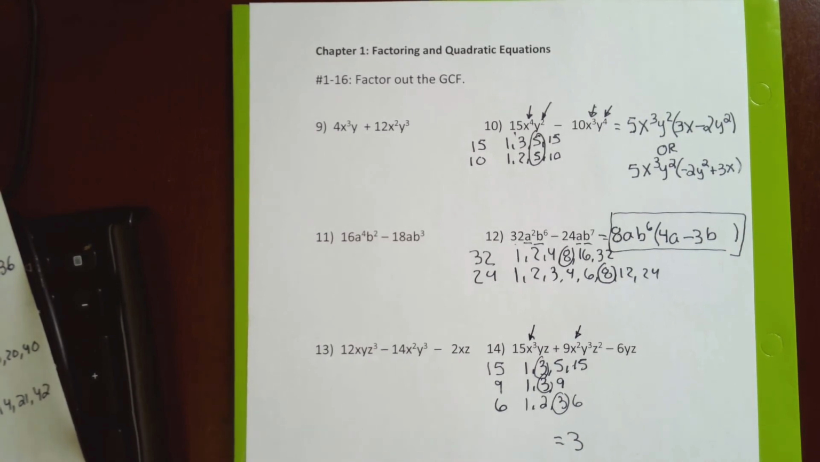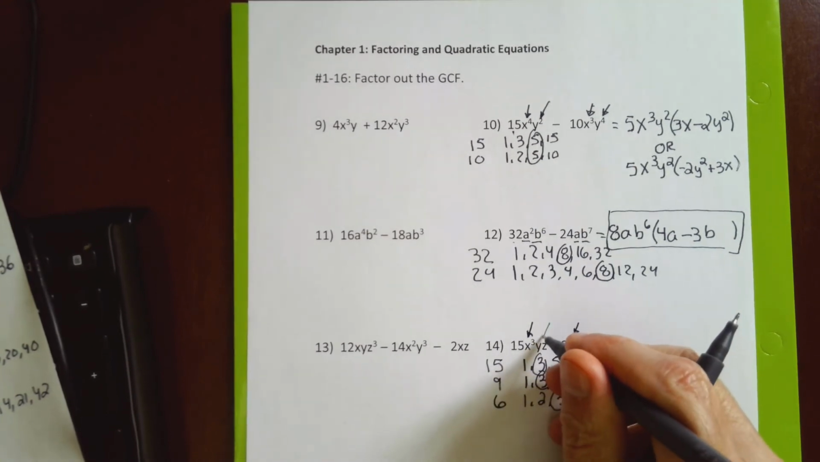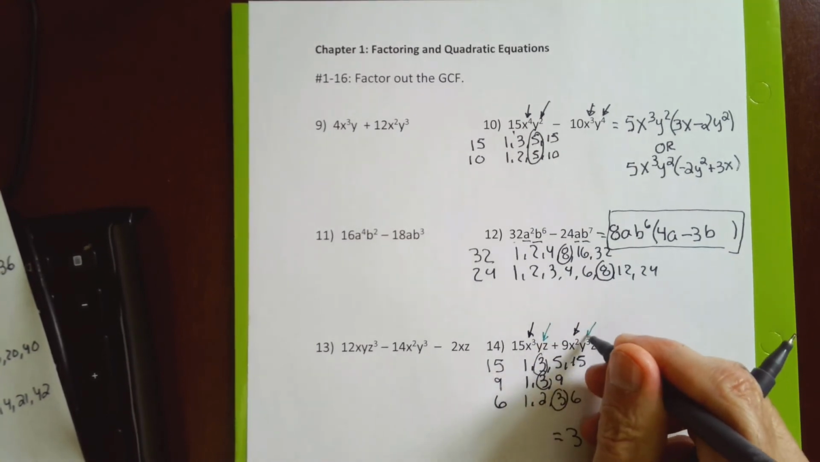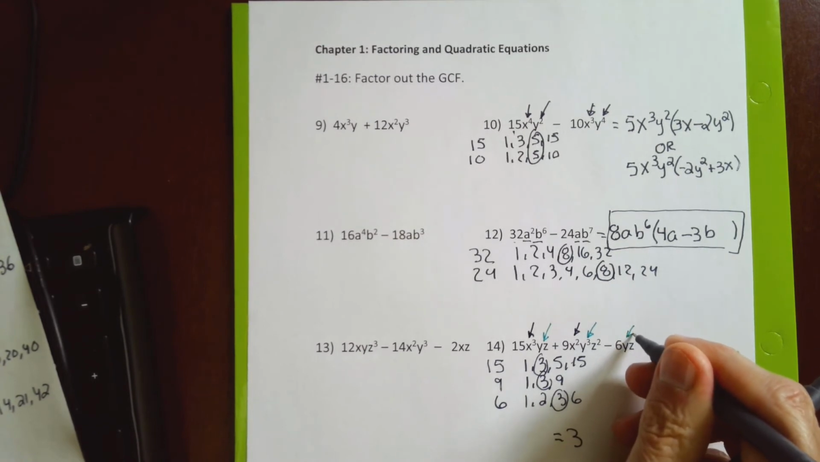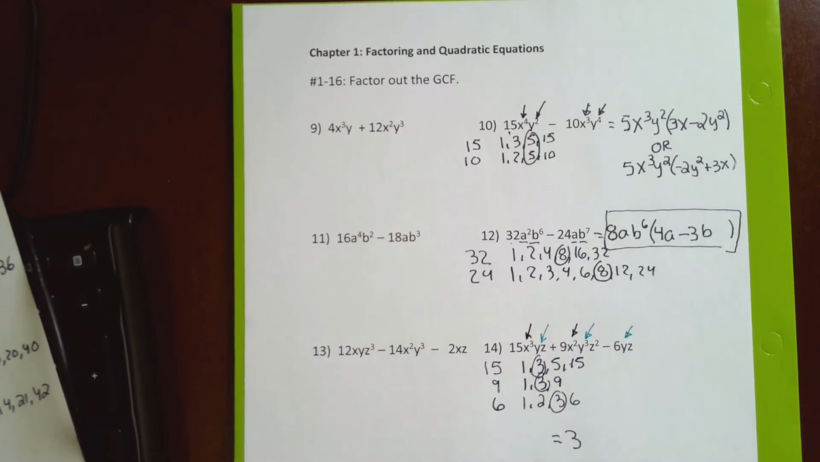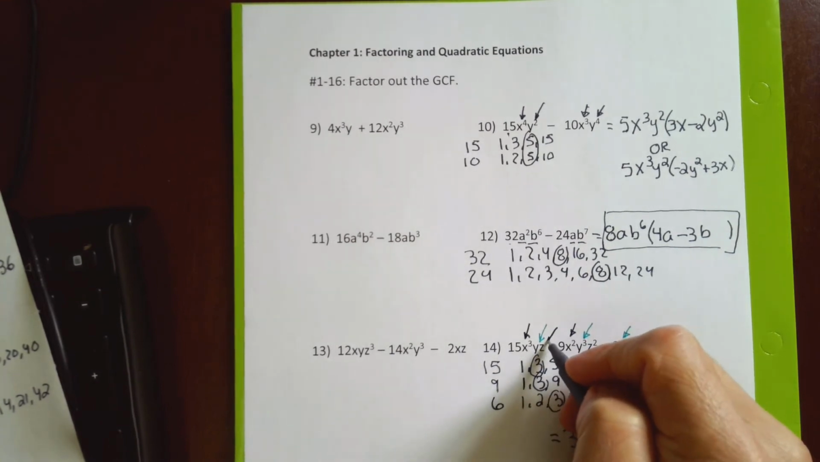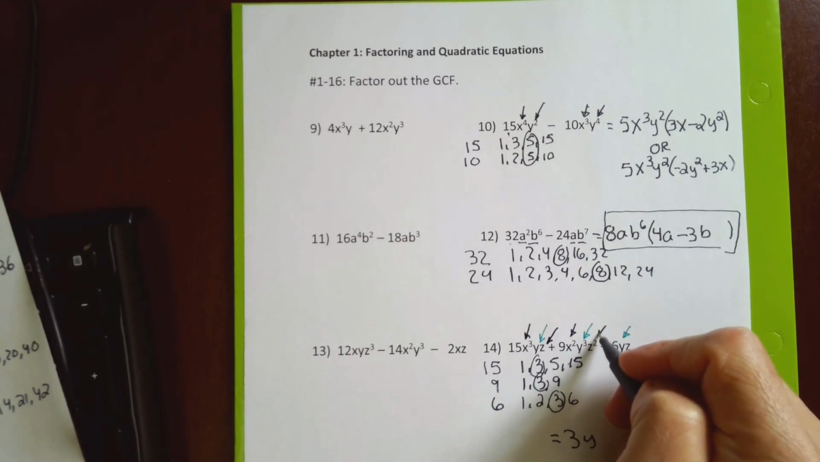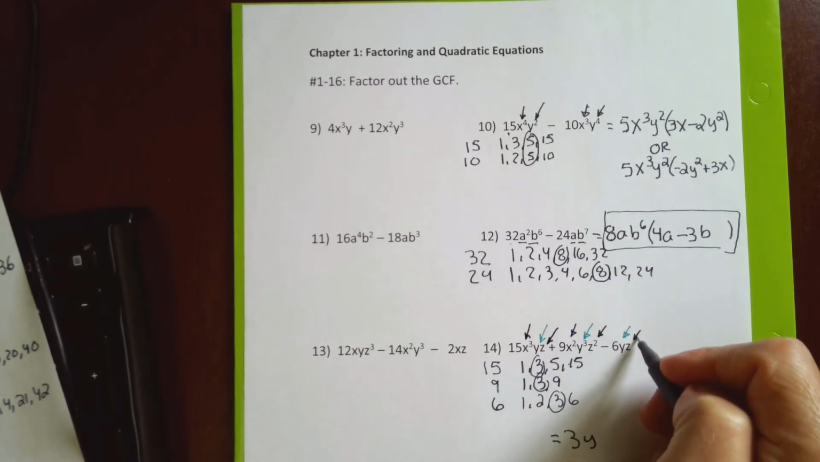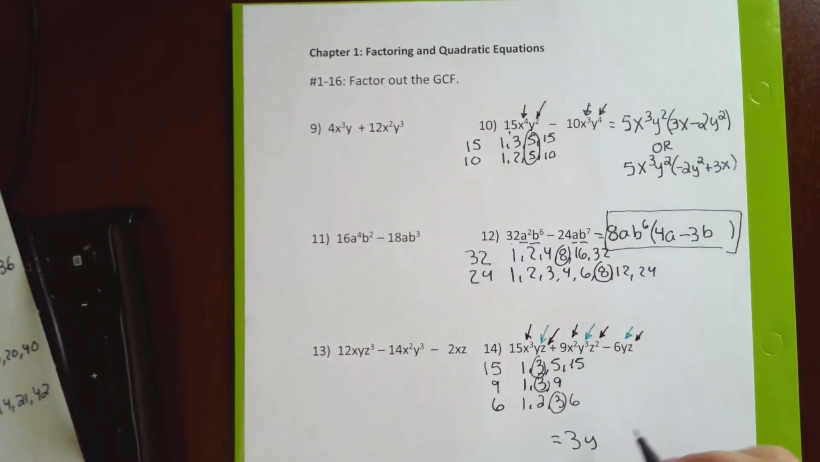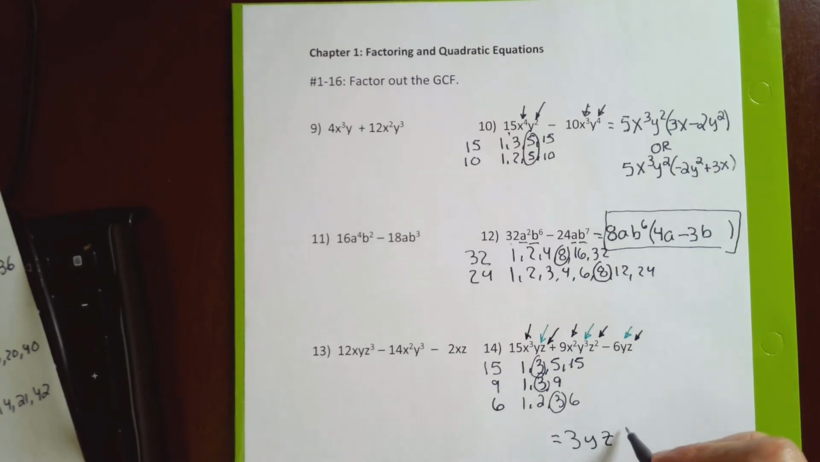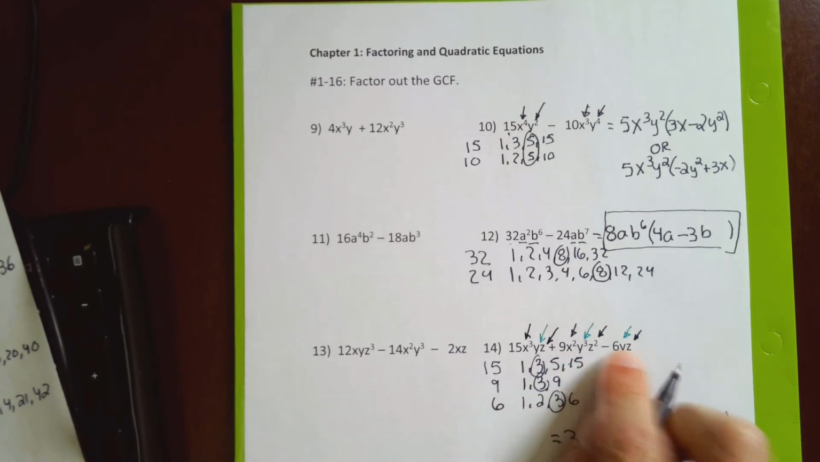Now I'll move on to the y's. First term has a y to the first. Second term has a y to the third. Third term has a y to the first. All 3 terms have y's. I need the smallest of the exponents, which is the y to the first. Move on to the z's. First term z to the first. Second term z squared. Third term z to the first. They all have z's. I need the smallest exponent, which is z to the first. Make my parentheses. Bring this plus and minus sign down.